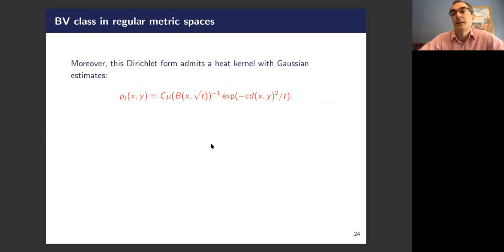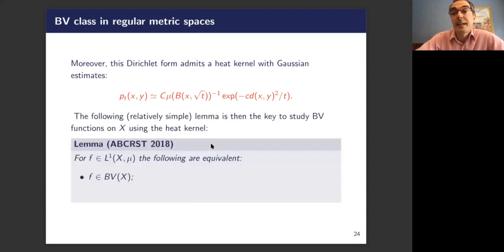In particular, probabilists know very well how to estimate heat kernels, that is, to give upper and lower bounds for the heat kernel, and how to compare heat kernels on very general spaces with the Euclidean one. In this context of regular metric spaces, it can be proved that the heat kernel on the space, that is, the heat kernel associated with the Dirichlet form, which is equivalent to the L2 correversion energy, has Gaussian size. So then, using this heat kernel, we can characterize the BV space as was done in the Euclidean space.